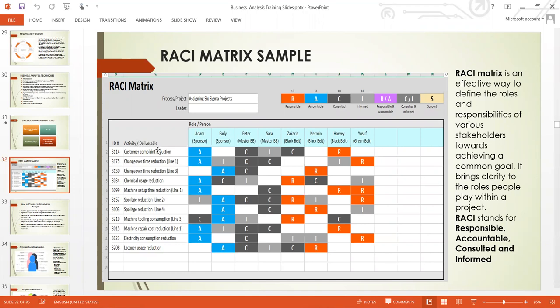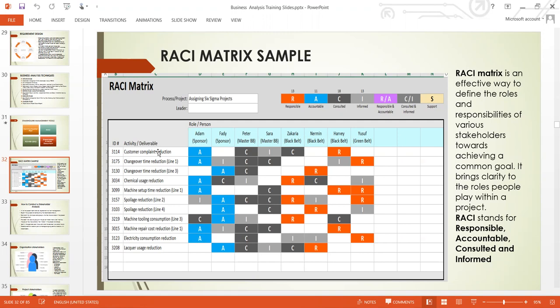On the left hand side, we list the activities or the tasks or deliverables that we are going to deliver or work on. RACI matrix is equally an ongoing document. It is not a one-off document. You continue to use RACI to manage your project as a project manager and as a business analyst. And as a project manager, it's very good because once you do your work breakdown structure, you find out the deliverables or the activities, and you list them using RACI matrix.